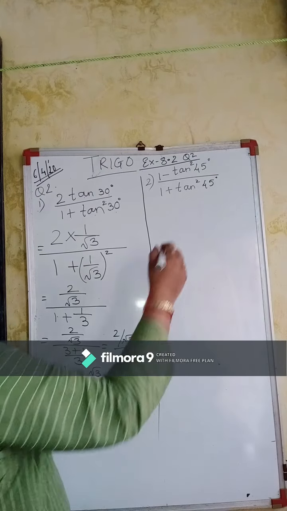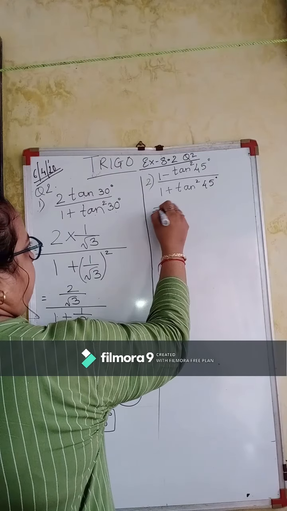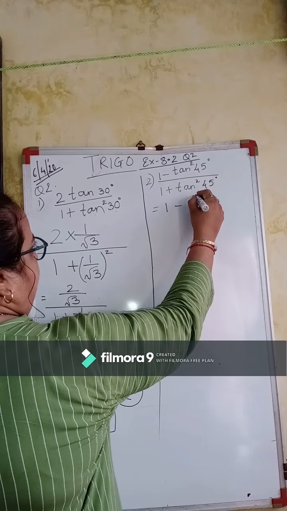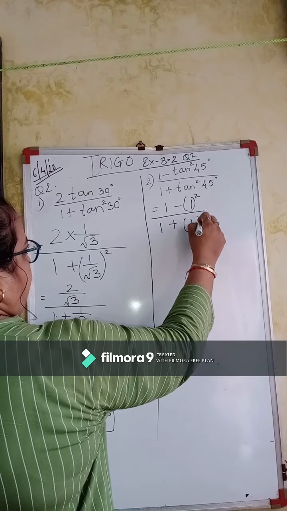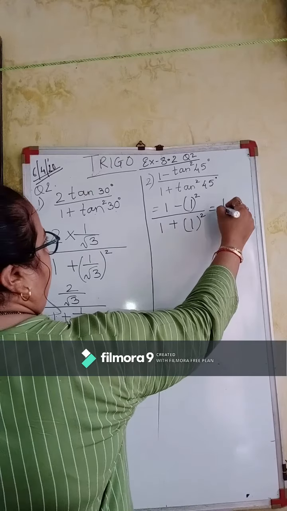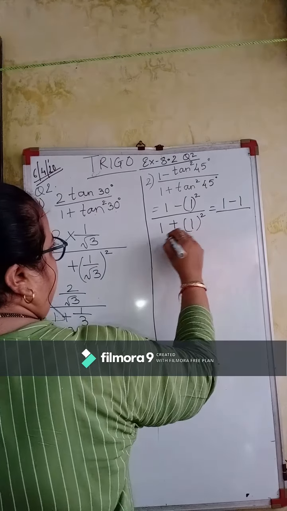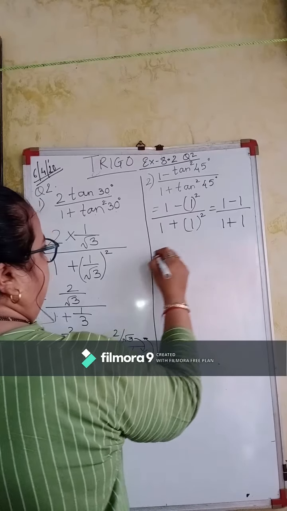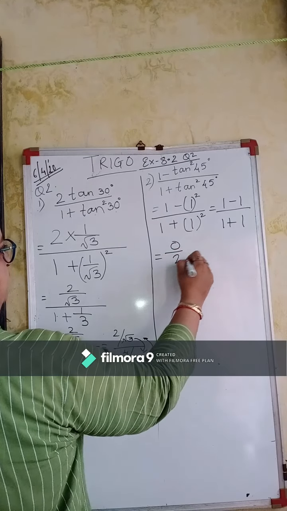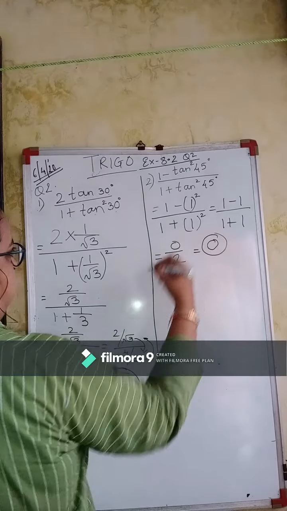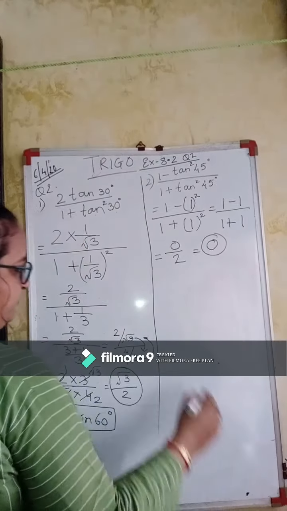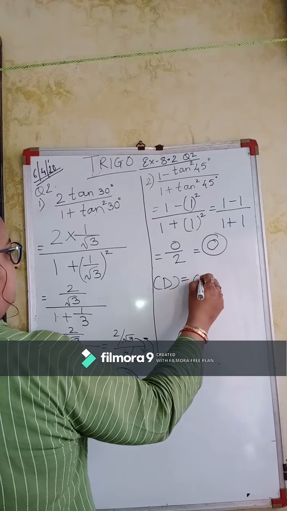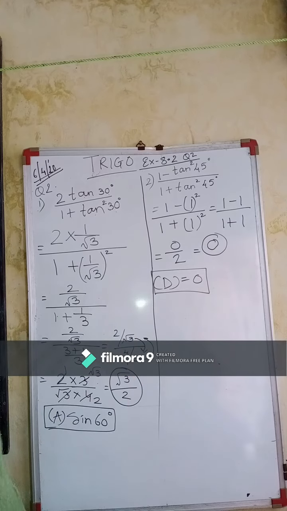Yes. Next one: 1 minus tan square 45 upon 1 plus tan square 45. Tan 45 degree is 1. So 1 minus 1 square upon 1 plus 1 square is equal to 1 minus 1 upon 1 plus 1, which is 0 upon 2. Therefore the answer is 0. That is option number D. This is your answer.